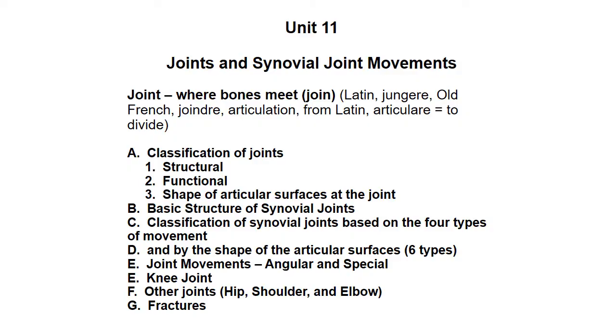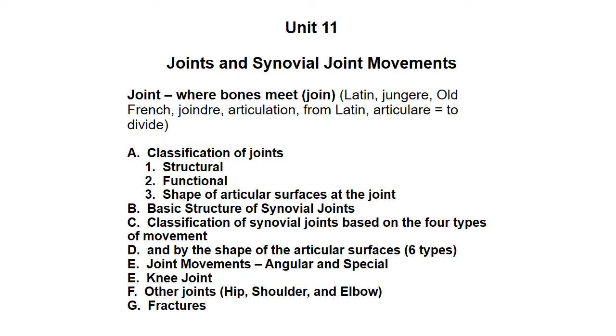Next slide. So we're doing joints and synovial joint movements. A joint is where two bones meet. We've called it an articulation, where two bones articulate. The word joint comes from Latin jungere, or Old French joindre, and articulation from Latin articulare, to divide.